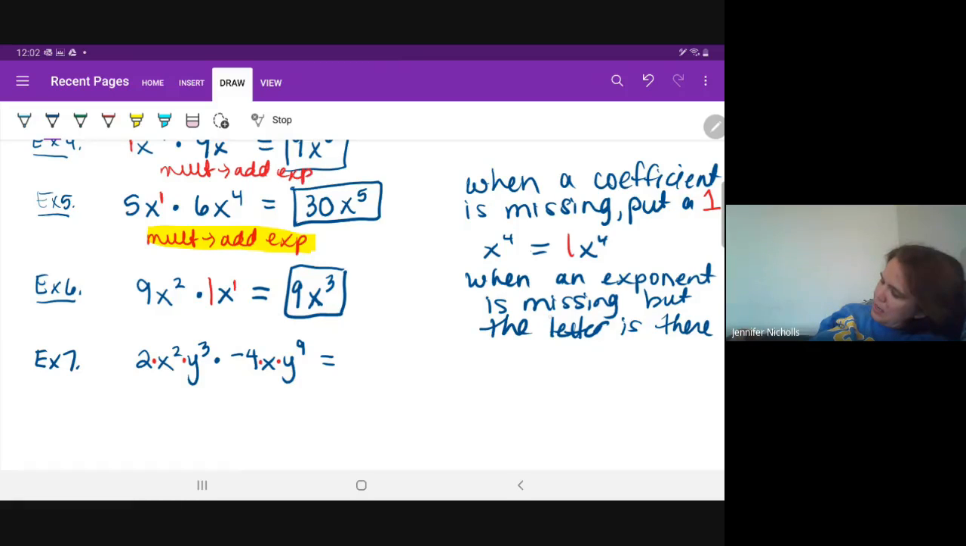When an exponent is missing, what I write here, but the exponent missing is on the letter. Yeah, I think I didn't explain it very well here.